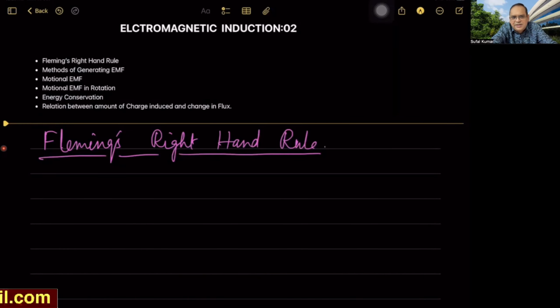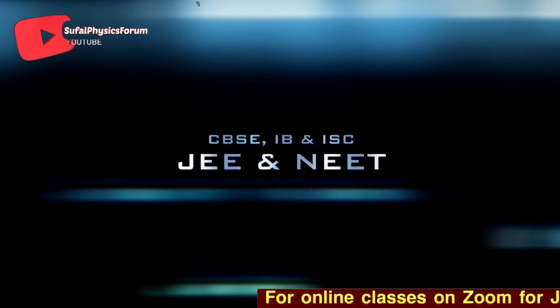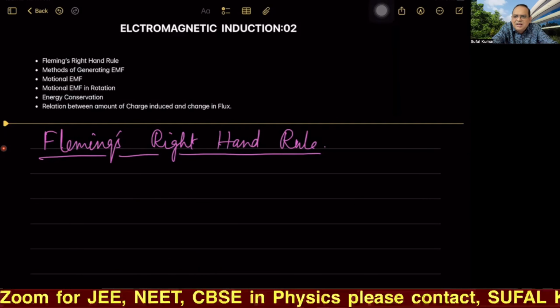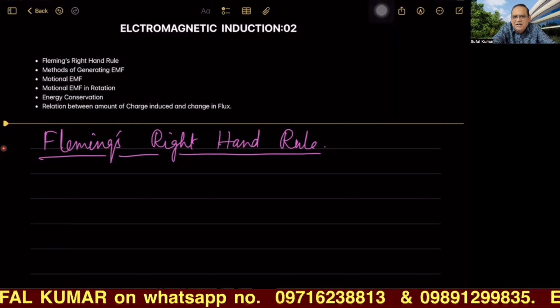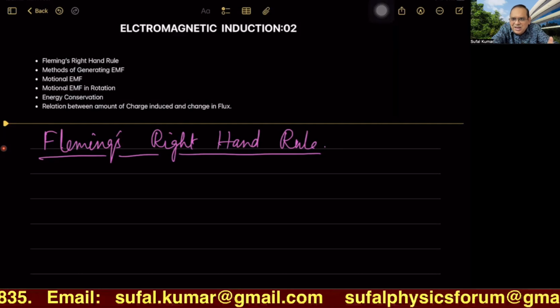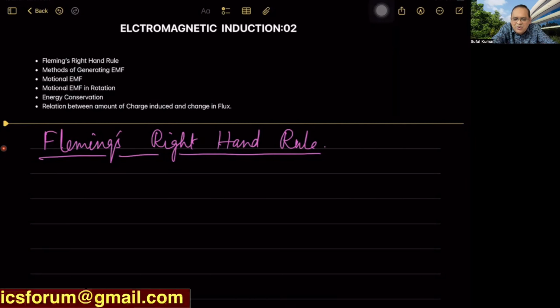A lot of students wonder, while discussing Fleming's right hand rule, what's the difference between Fleming's left hand rule and right hand rule? Fleming's right hand rule is concerned with induced current only. That means whenever electromagnetic induction is to be talked about, only Fleming's right hand rule is needed. Otherwise, in the general situation of magnetic field and magnetic force, Fleming's left hand rule is always needed.